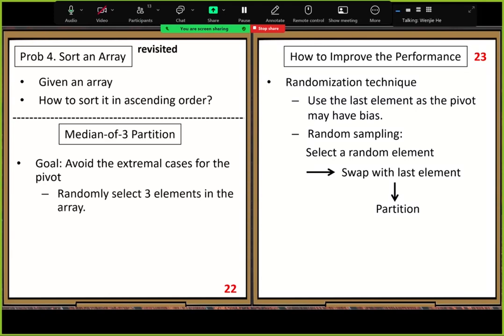You randomly select 3 elements in the array. Random selection, but not 1, 3. After you select 3 elements, you can find the median of the 3. So that median you use as the pivot. Then you can avoid extreme cases. But comparing with our first randomization technique, you need to do some more work, because you select 3 elements, then find a median of 3, you need 3 comparisons. Then you get a pivot.